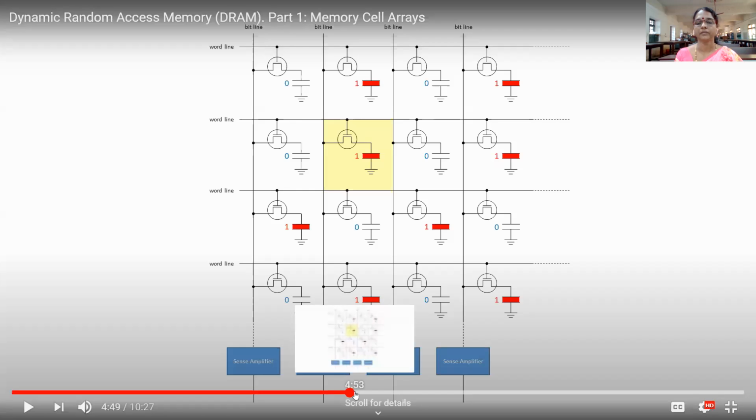See, this is where the ones and zeros are stored. Now these are the word lines. All the horizontal lines are called the word lines, and the vertical lines are called the bit lines.